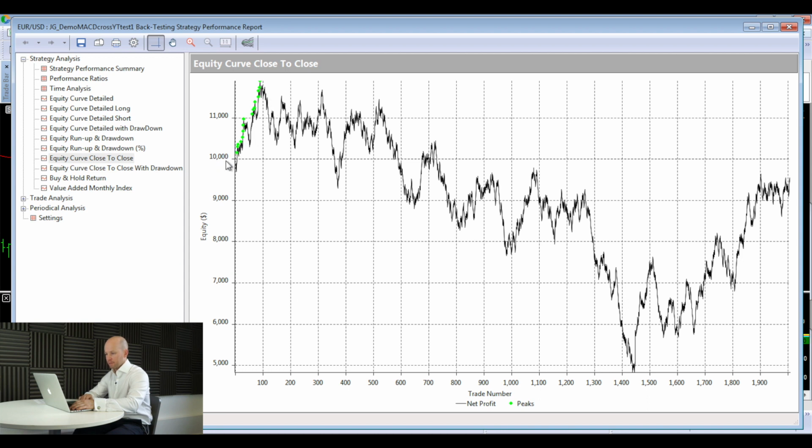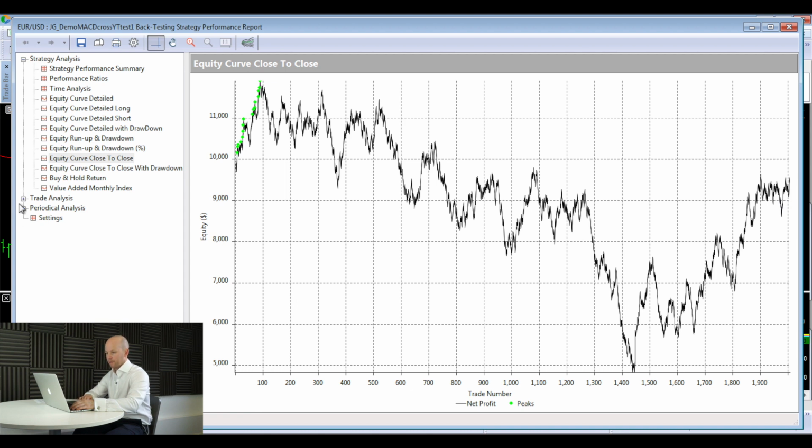We have a starting capital here of $10,000, and you can see from this, 2008 down here, it's a money losing strategy all the way until around trade 1450, and from then on it actually had a recent spurt which didn't look too bad.